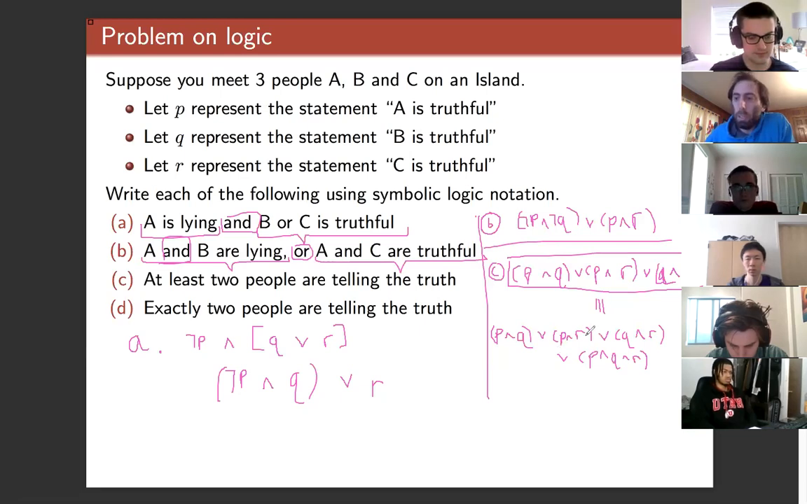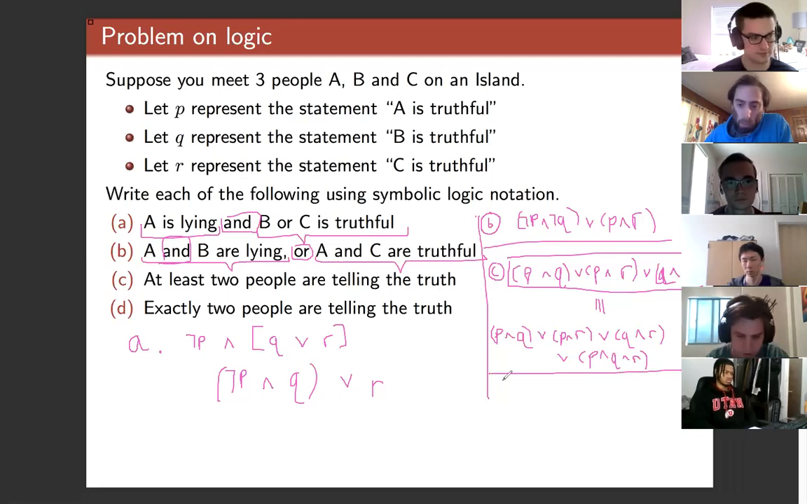And we can also go in the other direction. If this statement is truthful, then either one pair of people is truthful, or all three are truthful. And if all three are truthful, then certainly one pair, in fact all three pairs, are truthful, and so this statement is true. So the two statements are the same. So you can just write out P or Q, or P and Q, or P and R, or Q and R. All right, there's one more here, which is exactly two people are telling the truth.